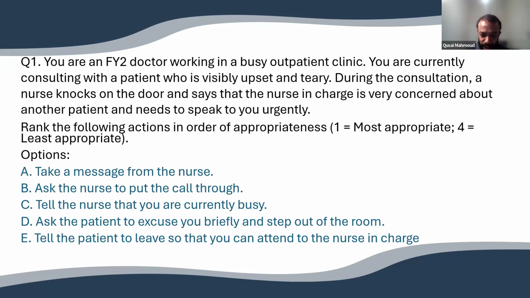D, ask the patient to excuse you briefly. Very good. E, tell the patient to leave. So how can I go through B, D, and E? Remember, we have two concepts in this question. Actually, three. One is very subtle. Two, let's say, obvious concepts: immediate patient safety, and the other one was how to address an upset patient, like patient dignity. Which one of B, Bravo, Delta, and Echo is addressing that the most?